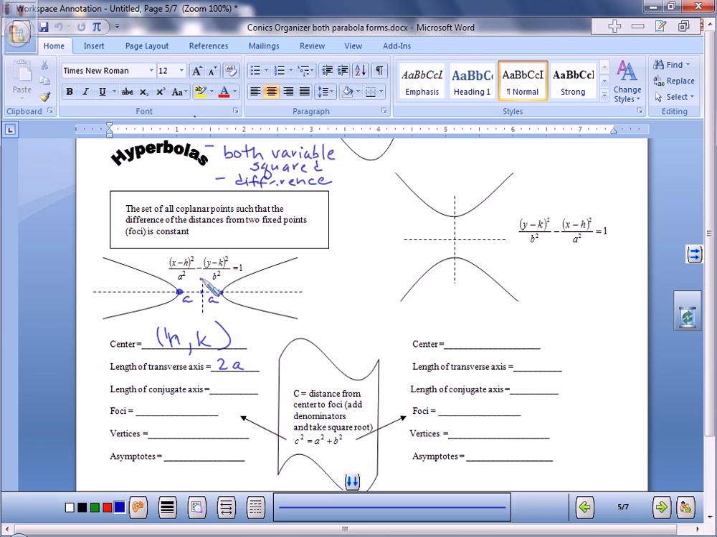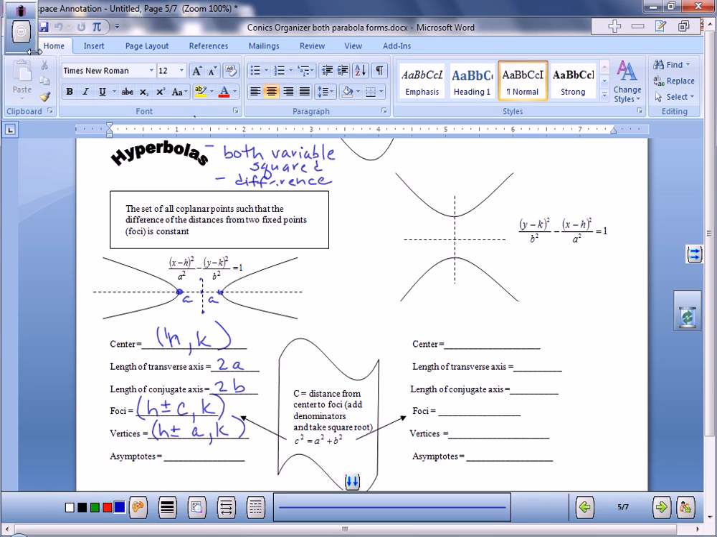Now the conjugate axis, which helps us draw it properly, is going to be 2b. Now the foci. To get the foci, instead of doing a squared minus b squared, we're going to do a squared plus b squared. So when it opens horizontally, we'll add and subtract that to our x. So it's (h plus or minus c, k). Our vertices, we're also going to add and subtract to our x, so (h plus or minus a, k).